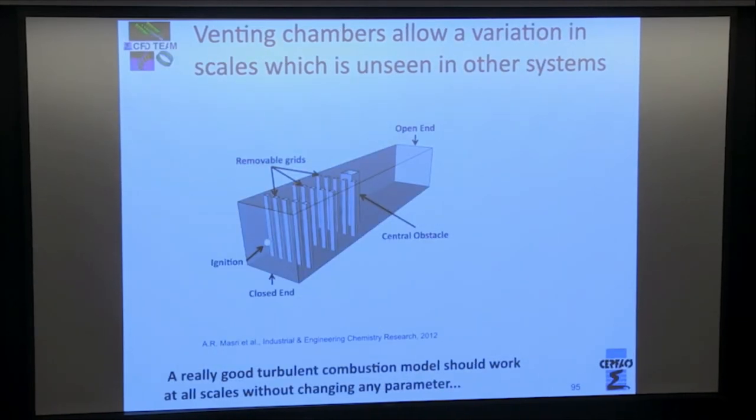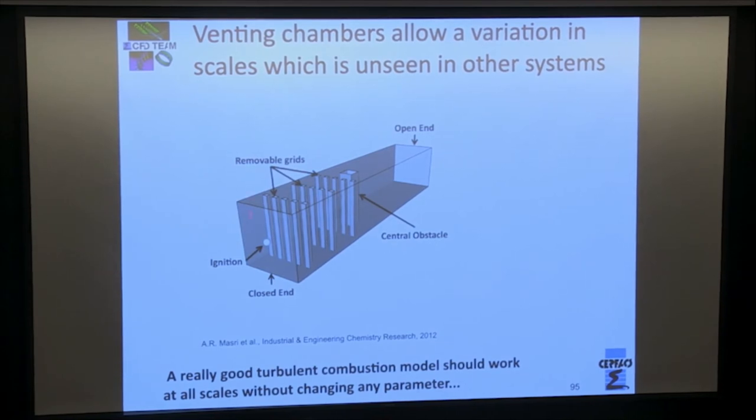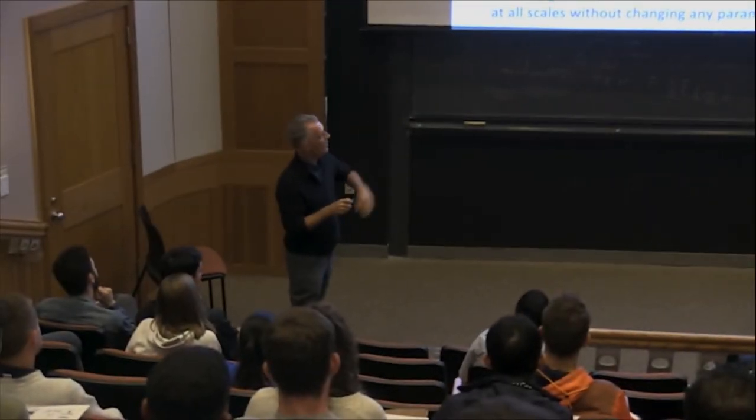So I'm going to talk about a very famous one, which is the Masri setup in Sydney, which has been very well documented. And the key problem here, going back to the Reynolds number discussion we had yesterday, is that this is a box which is small, like this. So it's a small Reynolds number somehow. And we're going to tune our models on that one.